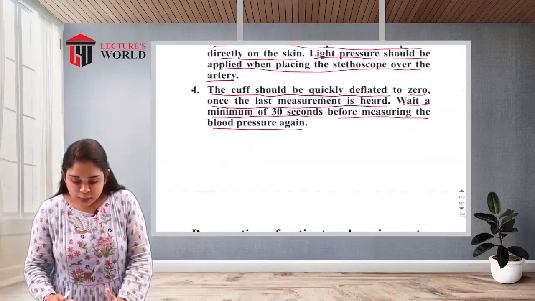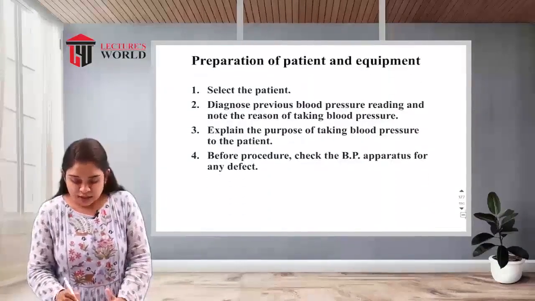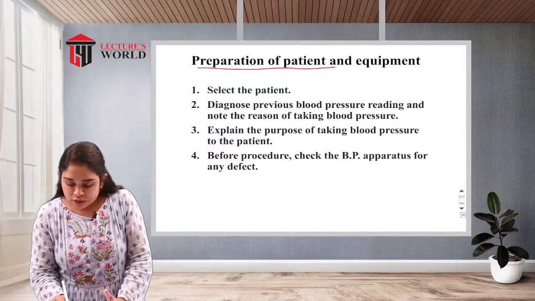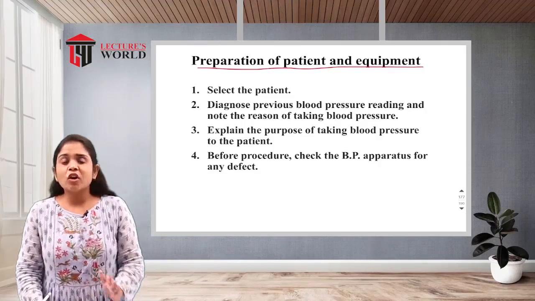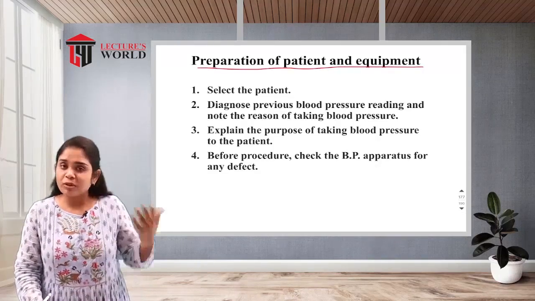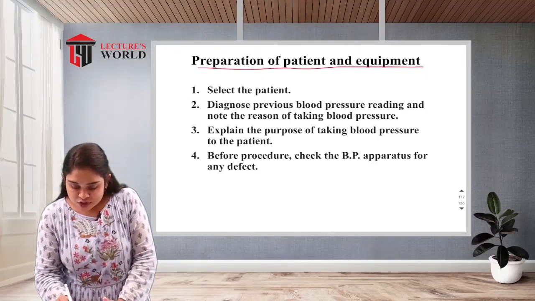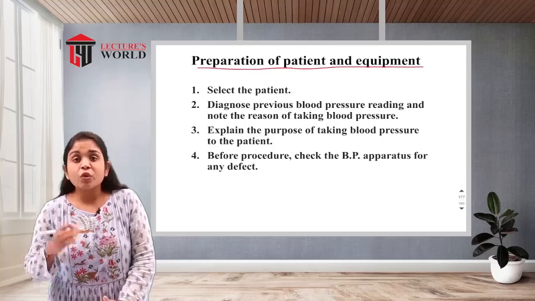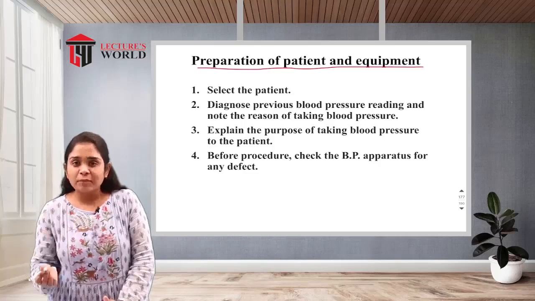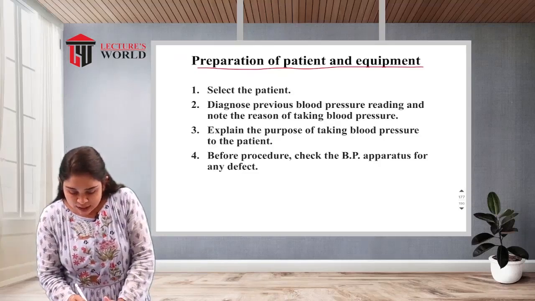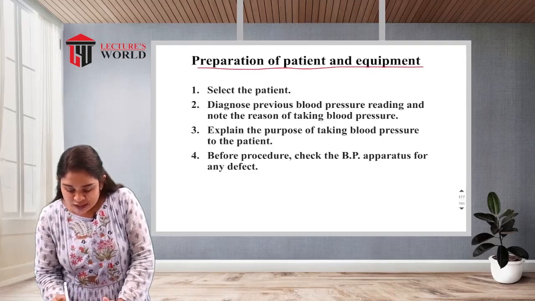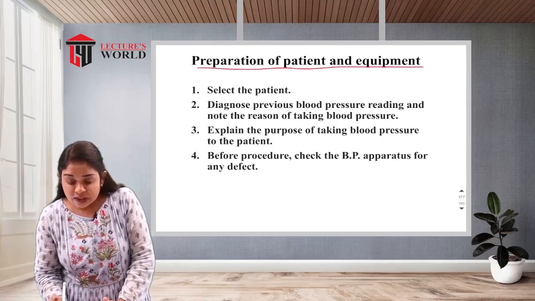So that was the principles which we have to maintain. Then after, the preparation of the patient and the equipment. So here, what kind of preparation has to be there for the patient and for the equipment? First of all, select the patient for which you want to check the blood pressure. Then diagnose the previous blood pressure reading and note the reason for taking the blood pressure.